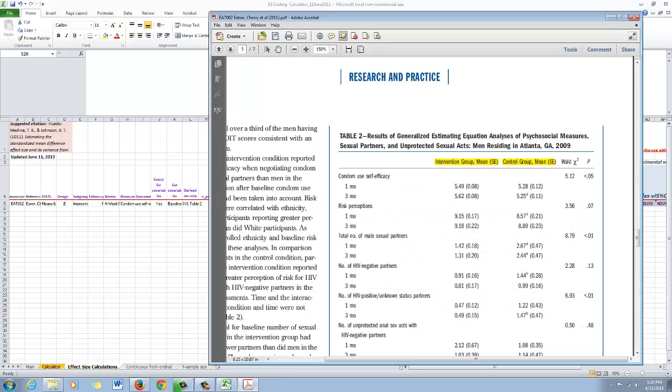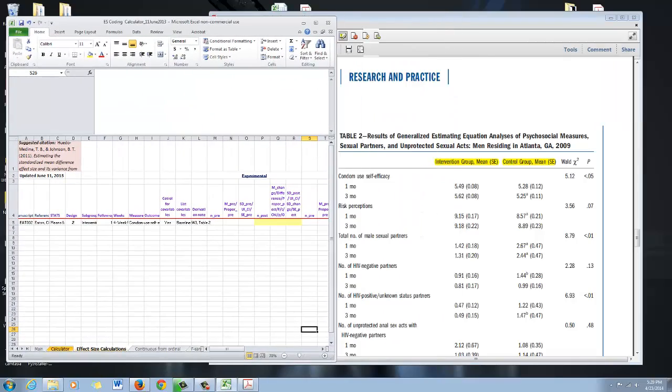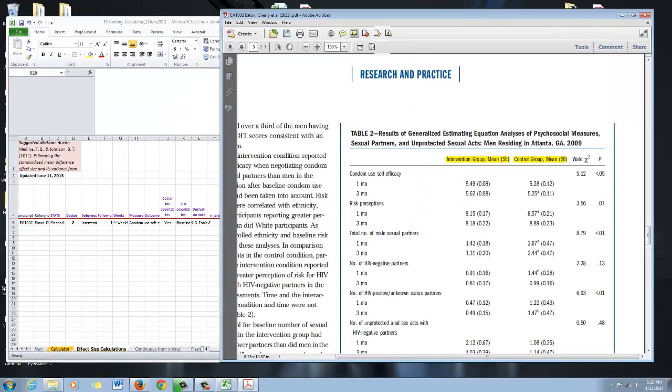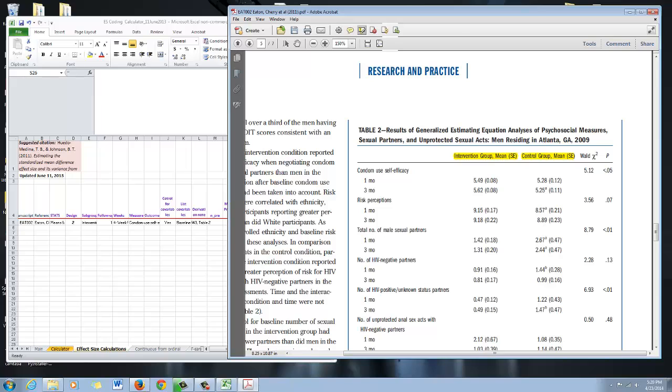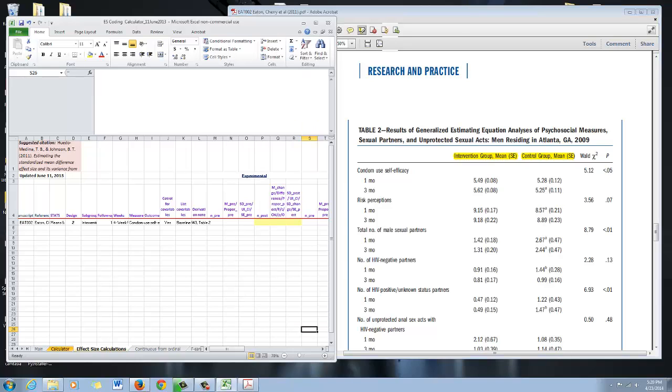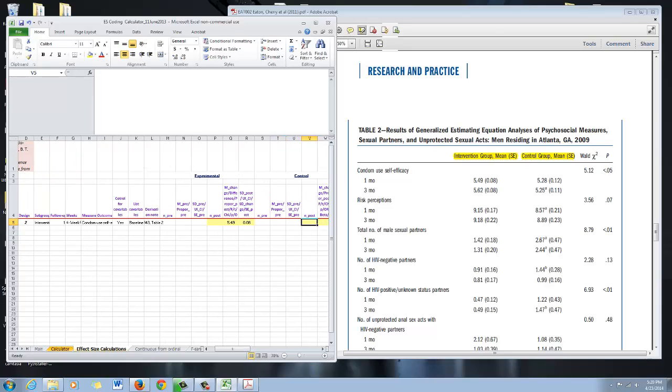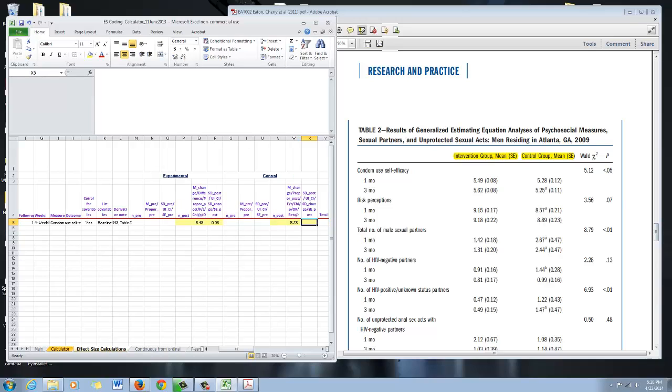So looking here, we can look at both. Condom self-efficacy 1 month intervention group. So we're going to go here. We're going to see the 5.49 and 0.08 is the mean and standard error. And looking at the control group, it's 5.28 and 0.12.